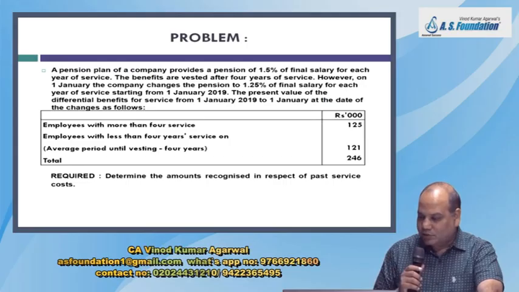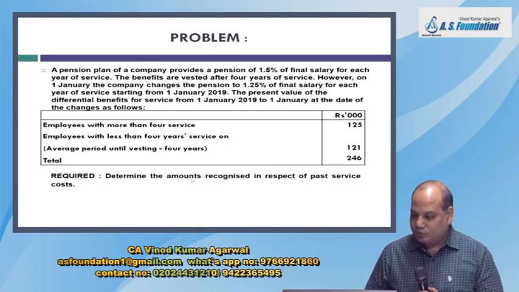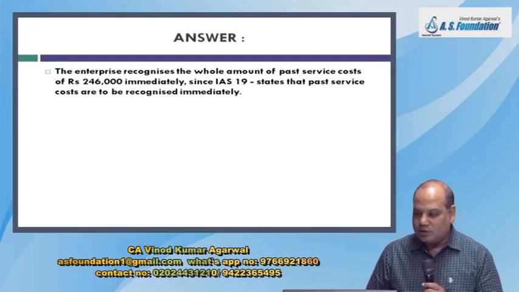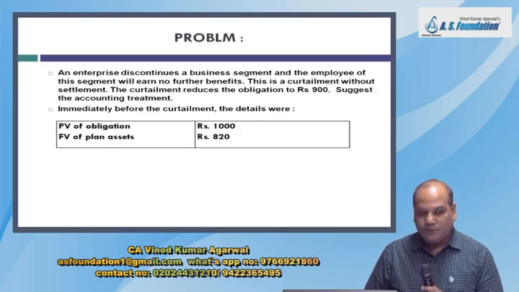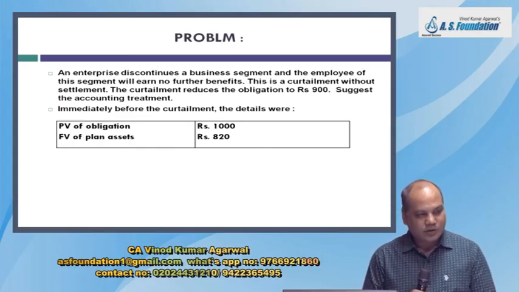Determine the amount recognized in respect of past service cost. So you will transfer entire 246 to SOPL. That's it. One line only. The enterprise recognizes the whole amount of PSC, past service cost, of rupees 2,46,000 immediately, since IAS 19 states that past service costs are to be recognized immediately. So we don't have to differentiate between the vested or unvested past service cost.